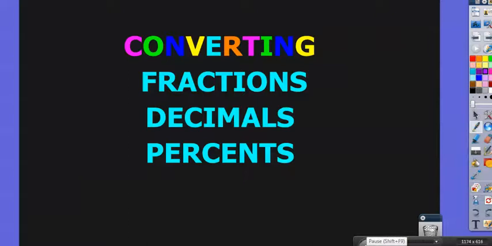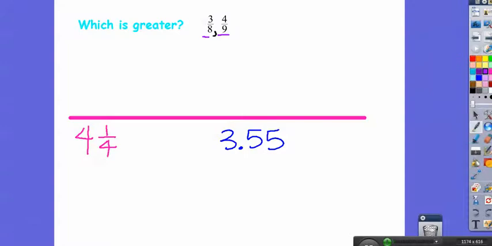Alrighty, today's lesson is going to be on converting fractions, decimals, and percents. And we are going to be converting percents into fractions, fractions into decimals, decimals into fractions, percents into fractions. We're going to do all of them. So just as a quick review, let's determine which fraction is greater, 3/8 or 4/9.